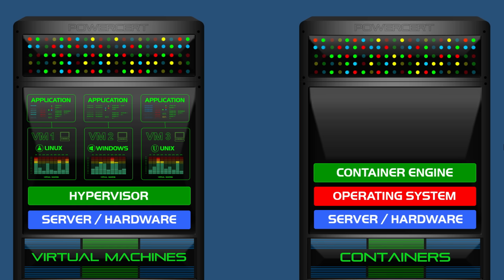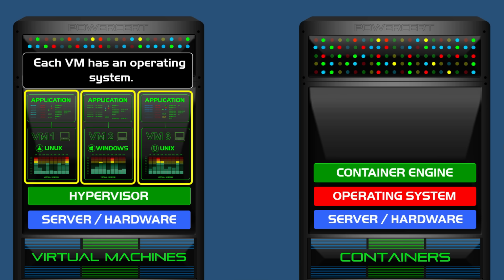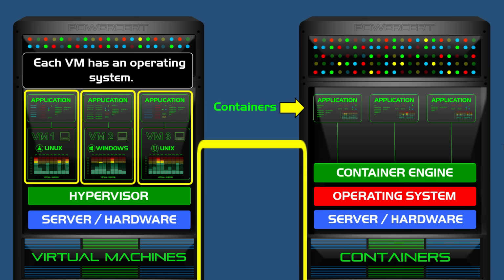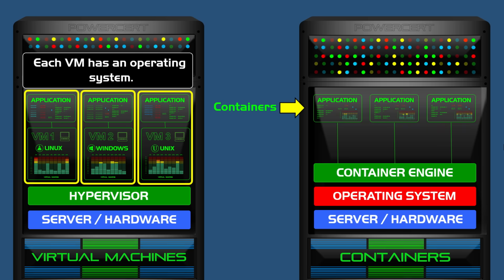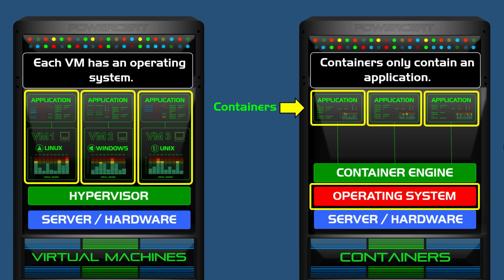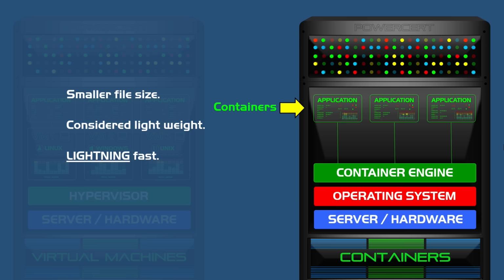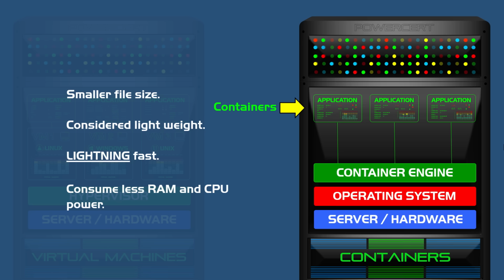So as I stated before, the major difference between containers and virtual machines is that each VM contains an entire operating system, which makes their file size larger, which is why they are slower to boot up. But on the other hand, containers don't. The containers share the underlying operating system that's on the server between them. Containers only contain an application, which makes their file size much smaller. And this is why containers are considered lightweight, which also makes them lightning fast. So while VMs can take minutes to boot up, containers take milliseconds. Containers also consume less RAM and CPU power from the server than VMs.